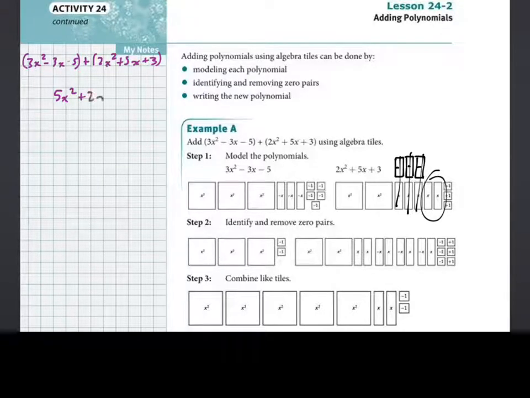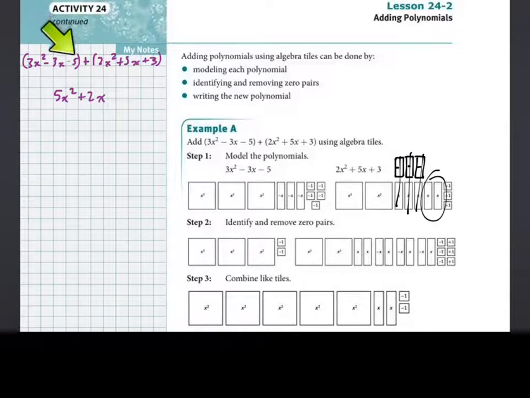So positive 2x, which actually can just be done by using your understanding of adding positive and negative numbers. So negative 3 and positive 5. If I add those together, what do you get? Negative 3 and positive 5. Oh, you get positive 2. Okay, which we just saw with our algebra tiles right here too.